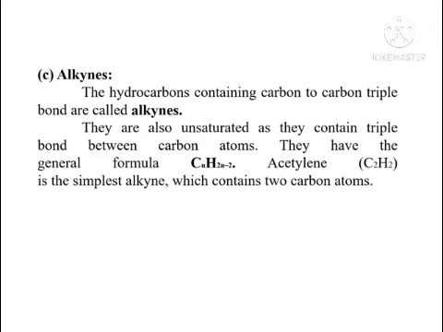Next type is alkyne. The hydrocarbon containing a carbon to carbon triple bond is called an alkyne. That is also unsaturated because it contains a triple bond. So that is an unsaturated compound. General formula CnH2n-2. The first compound is acetylene, formula C2H2.